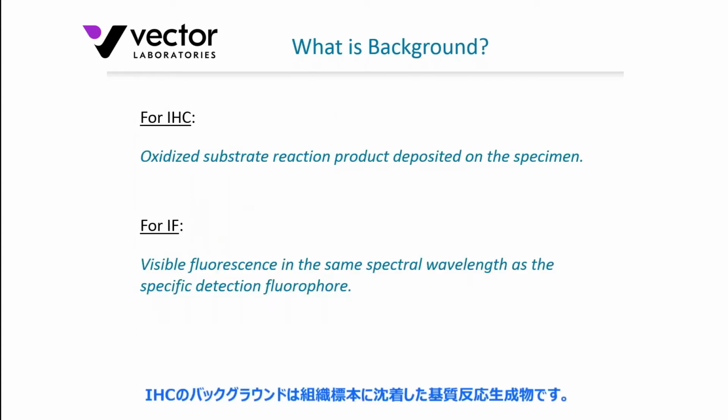So just to clarify, for immunohistochemistry, we're speaking about the oxidized substrate reaction product that's deposited on the tissue specimen. For example, this would be diaminobenzidine staining or DAB staining that you observe in a non-specific manner. For immunofluorescence, we're referring to visible fluorescence in the same spectral wavelength as the specific detection fluorophore. For example, if you're working with a fluorescein or FITC conjugated green fluorophore, you may also see some interfering green fluorescence in that same wavelength.